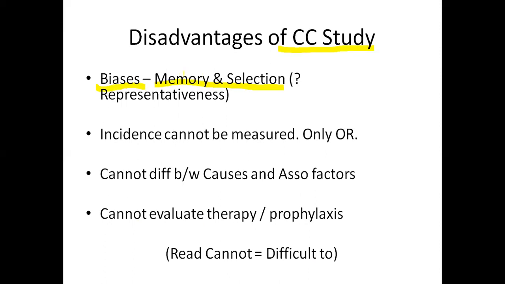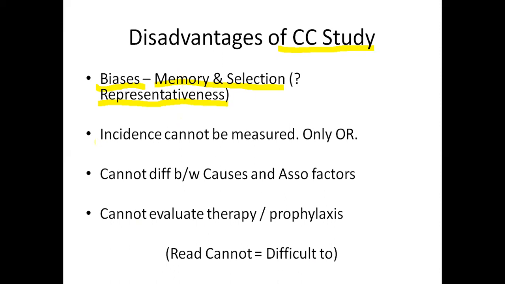Whenever we talk about bias, especially memory and selection bias, we are looking for the word representativeness. Are the cases representative of the case group, and are the controls representative of the control group? So memory bias, selection bias, etc. make the representativeness less, and that is why they affect the comparability and they affect the strength of association.